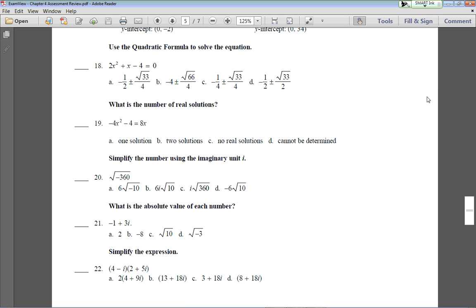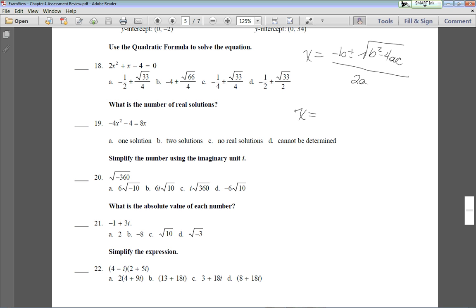18, use the quadratic formula to solve the equation. So that tells you right off the bat, when I say use quadratic formula, it's not going to factor, so you're not going to be able to solve it by factoring. So let's use x equals, why did I say x? Oh, yeah, I don't know why I erased it. Negative b plus or minus the square root of b squared minus 4ac, all divided by 2a.